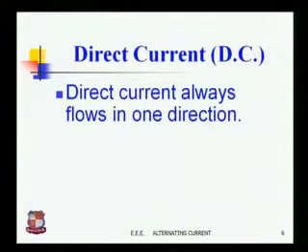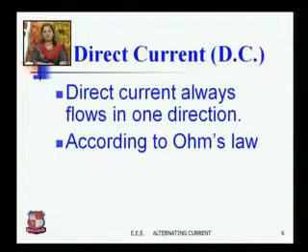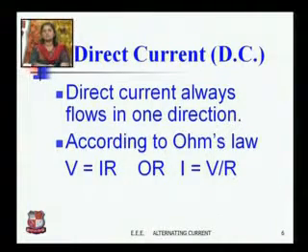Now, direct current always flows in one direction, means the direction of current is constant throughout the time period. According to Ohm's law, as we know, voltage applied to a particular circuit is equal to product of current flowing through the circuit and resistance of the circuit, or you can rewrite the equation like this: I is equal to V by R. Same way, I is the current passing through the circuit, V is the applied voltage, and R is the total resistance of the circuit.